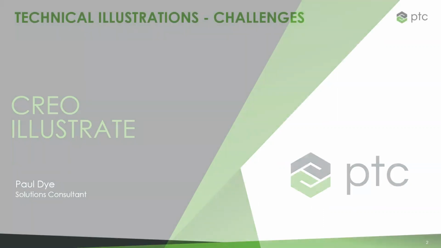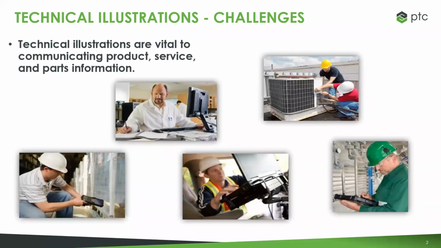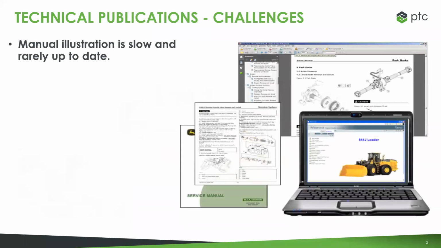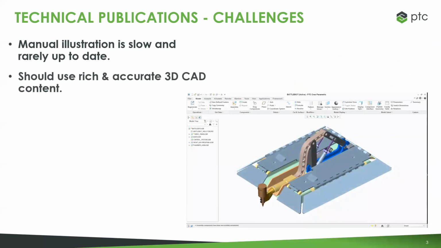So starting into this, again, talking about some of the challenges that we really look to address: technical illustrations are very important for communicating, first and foremost, information about your products, your parts, your services. Essentially, throughout the organization, what you need is clear documentation. And a lot of times you need it in different styles, different formats. One of the biggest problems that we typically see with customers is that it's a very slow and really tedious process to manually create illustrations. And with that process being so slow, it's rare that you're ever working with the most updated information in that documentation.